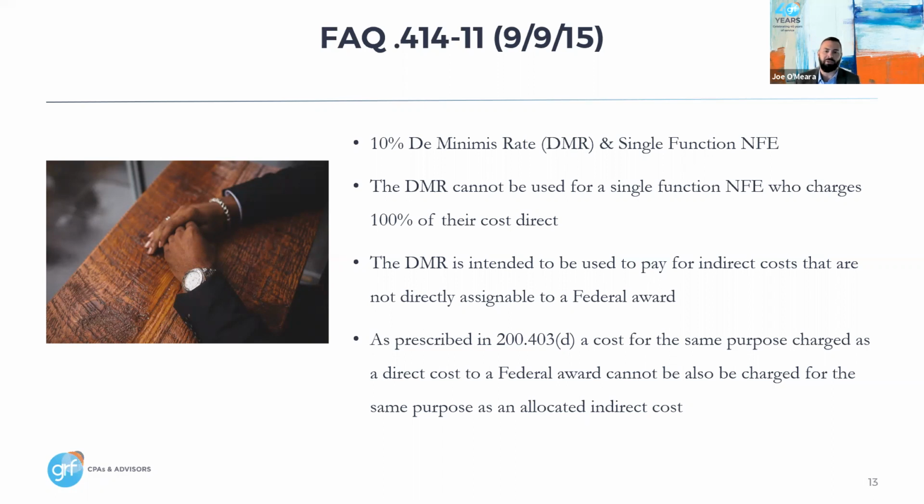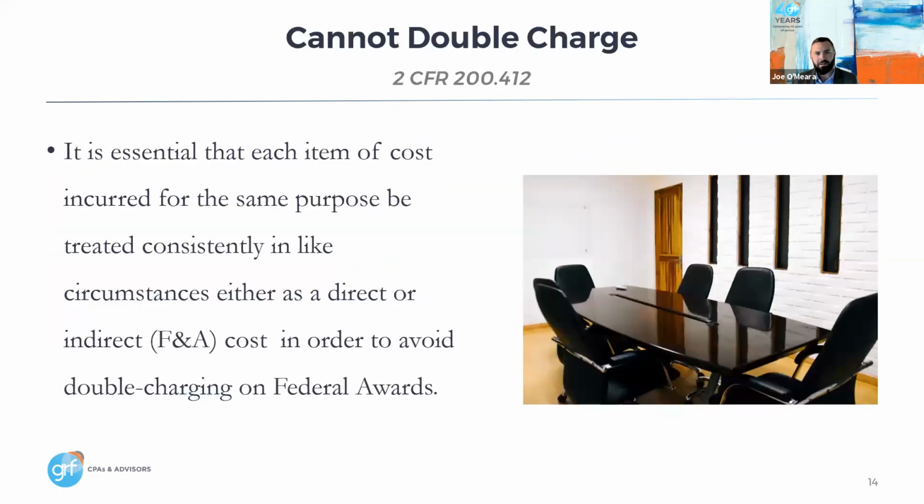And this FAQ is really important because there is no direct connection between costs incurred and the 10% de minimis rate, but the federal government here is clarifying that if you charge everything directly, you cannot also recover a 10% de minimis rate. And this really is in essence clarifying this portion of 2 CFR 200 in which you cannot double charge.